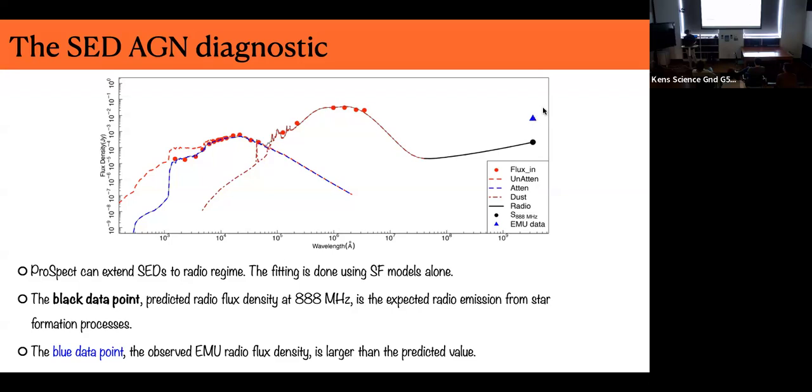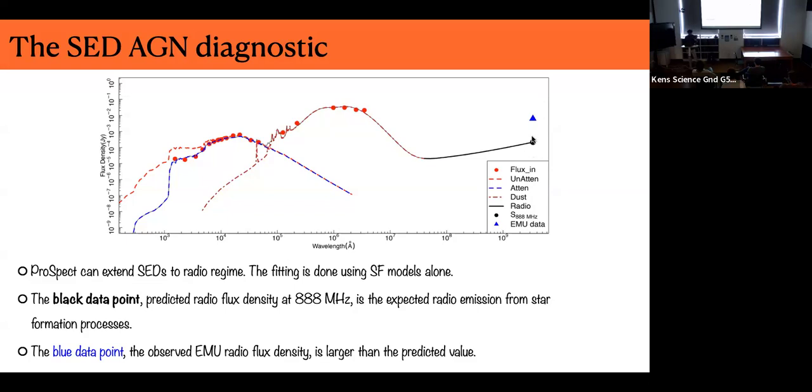And the blue data point from the EMU is the observed data. So that might include the contributions from both star-forming and AGN processes. If there is a notable difference between the observed, the blue one, and the predicted, the black one, that difference in energy should come from some astrophysical processes.